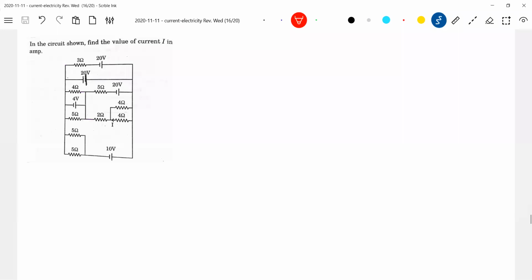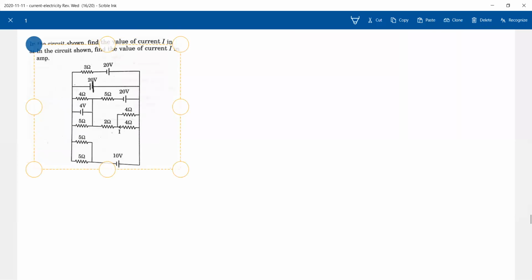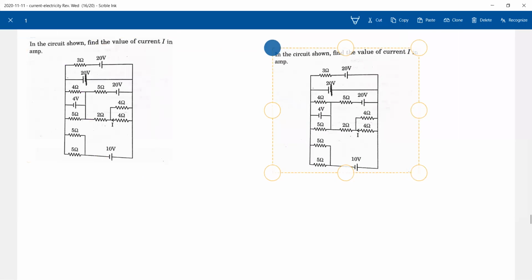Okay, solve this. Now he's asking to find the value of current I in ampere. This I should be determined. Here also some correction is there.